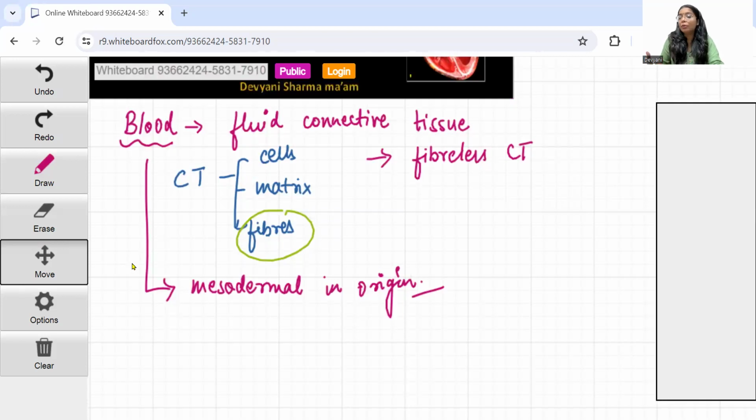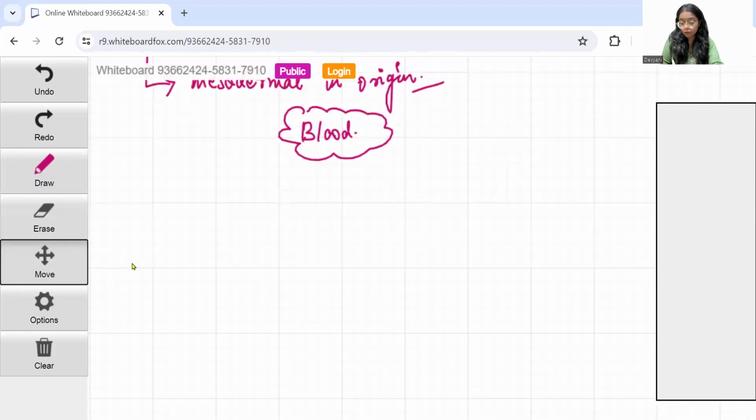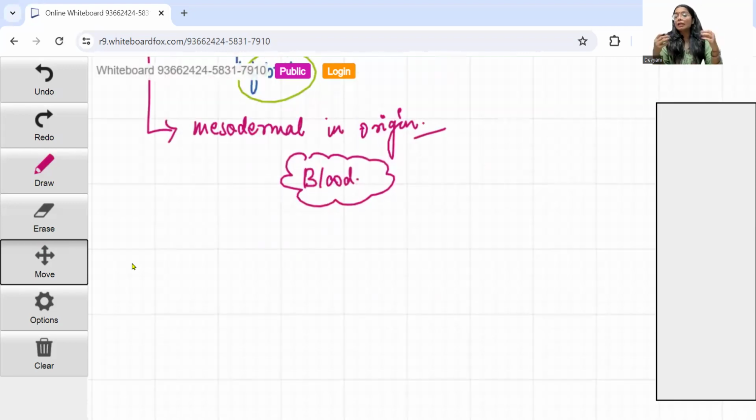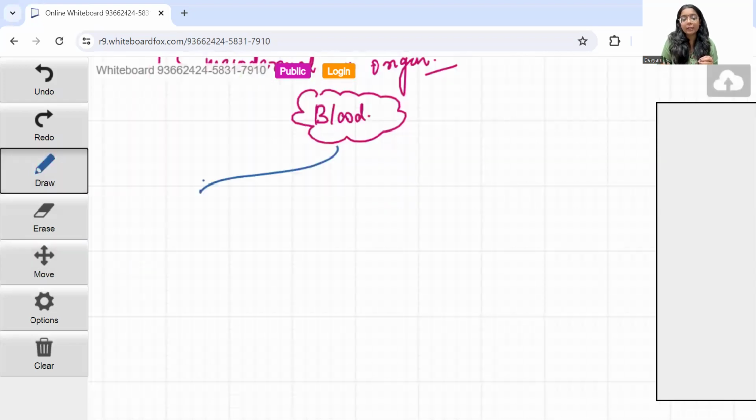Now, the major focus of today's lesson is the blood and its components. If we talk about the blood and its components, we will divide it into two major parts. Since I am saying it is a fluid connective tissue, there must be a liquid part in the blood which is going to transport so many other things. That liquid part of the blood is called the plasma.